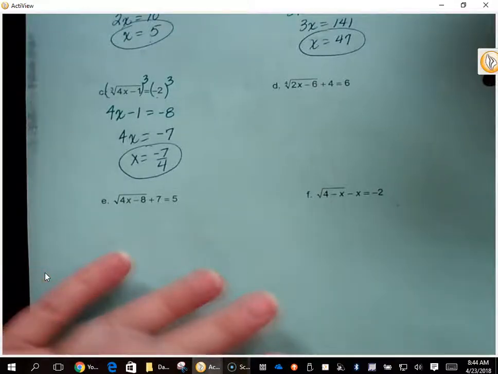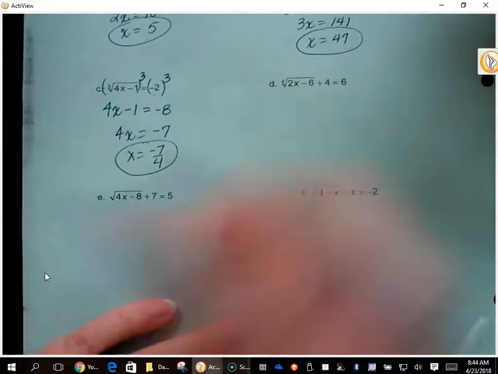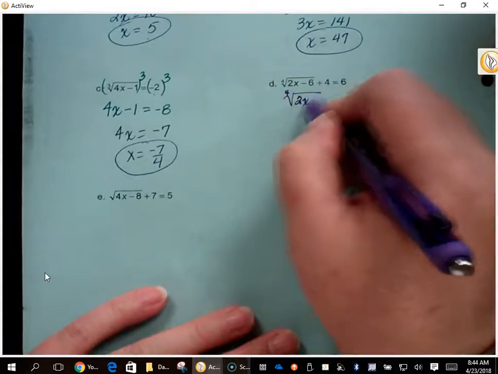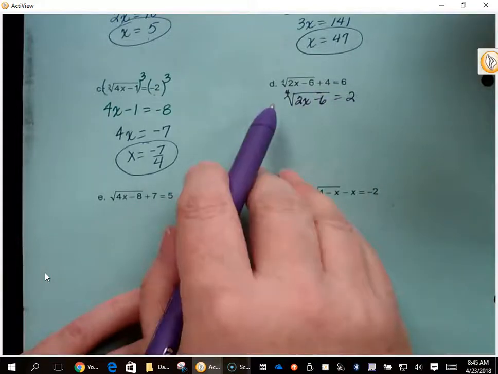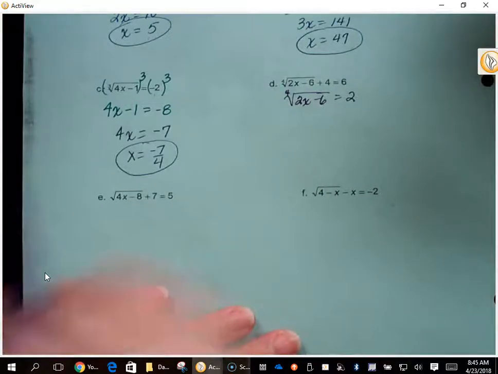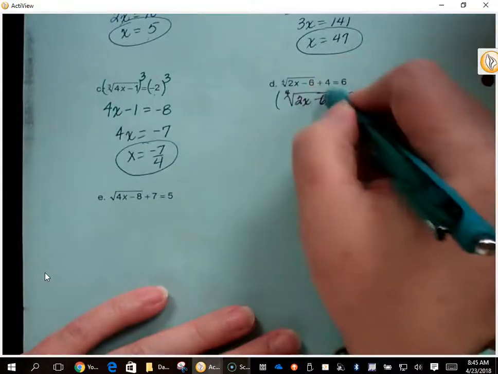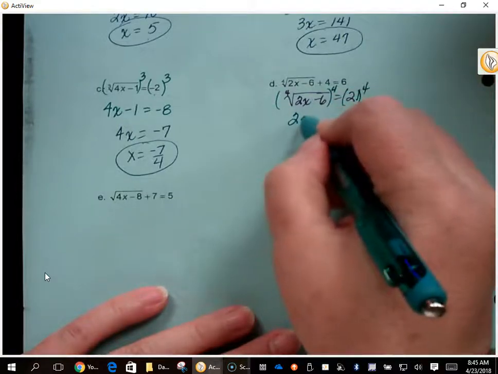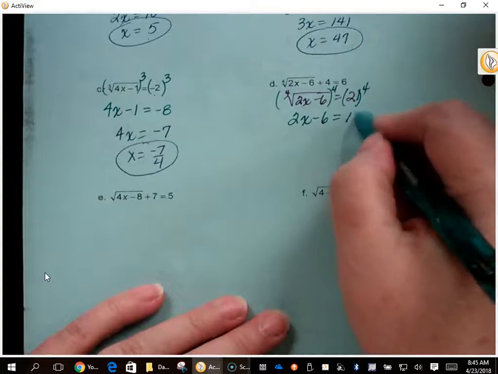Okay, taking a look at part D, very similar to part B. We want to get the radical by itself, so we're going to start by subtracting 4. So we've got the 4th root of 2x minus 6 equals 2. Can we have the 4th root be a positive number? Sure. Could it be a negative number? Not so much. So what are we going to raise each side to? Well, it's the 4th root, so we're going to go to the 4th power. So that gives us 2x minus 6 equals 2 to the 4th, which is 16.